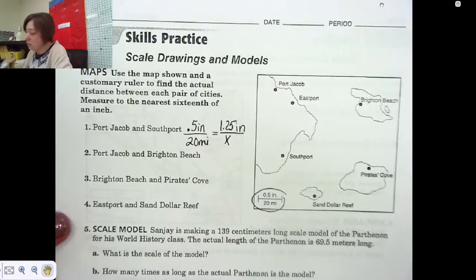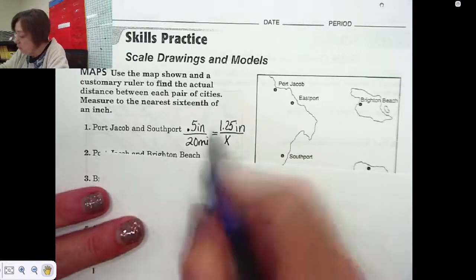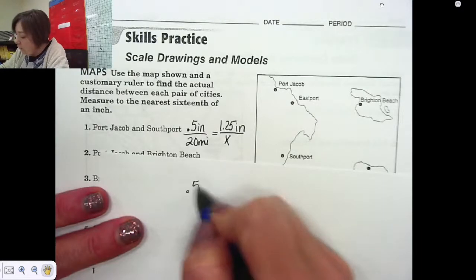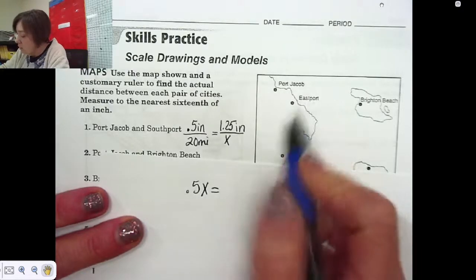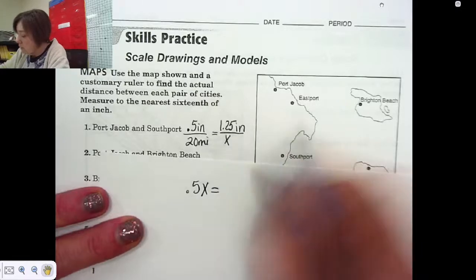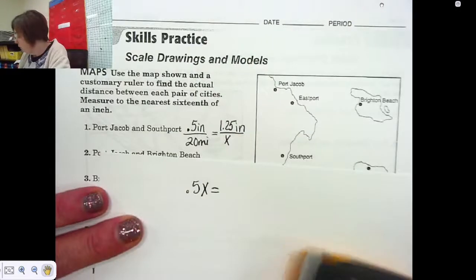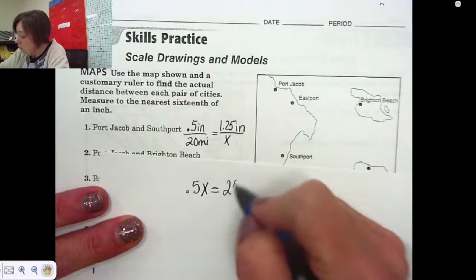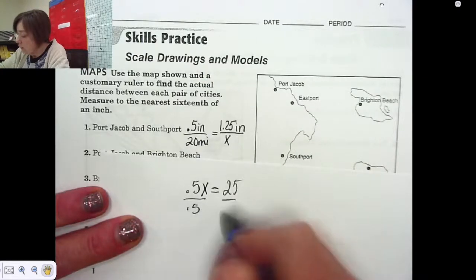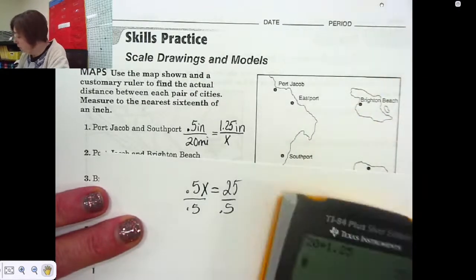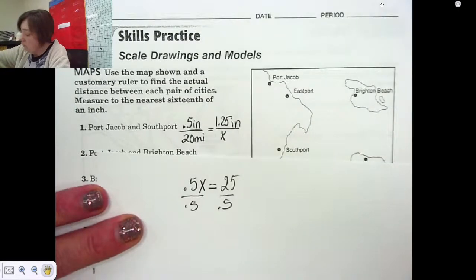Hold on just a second. So we're going to cross multiply to solve that. So we're going to do 0.5x equals, and then we're going to cross multiply this. So it's going to be 20 times whatever 1.25 is. I know, Andy, you're probably thinking, Miss Martin, why can't you do this in your head? Well, because I can't. It's 25, right? And so then we'll divide both sides by 0.5. And we get 25 divided by 0.5 is 50 miles.